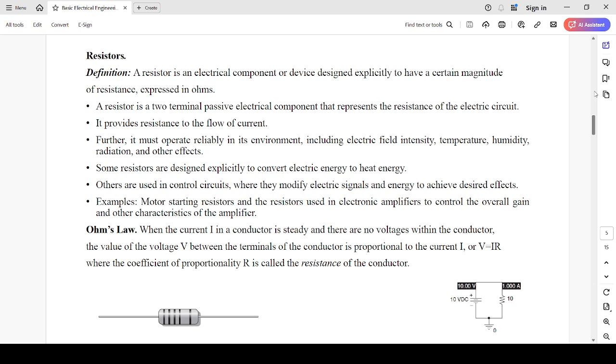Second topic of today's lecture is Ohm's law. Ohm's law, dear students, I think you might have taken this discussion in your junior classes. This Ohm's law definition is not new. The definition will be the same. Rather, we will be learning the application of Ohm's law in this semester.